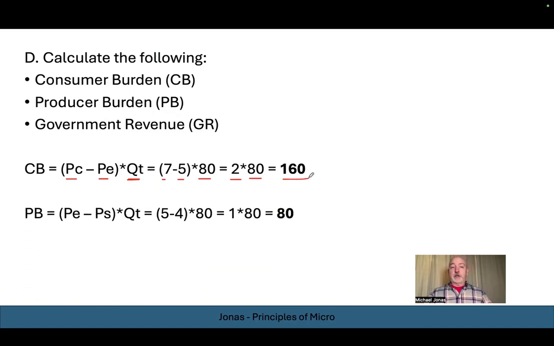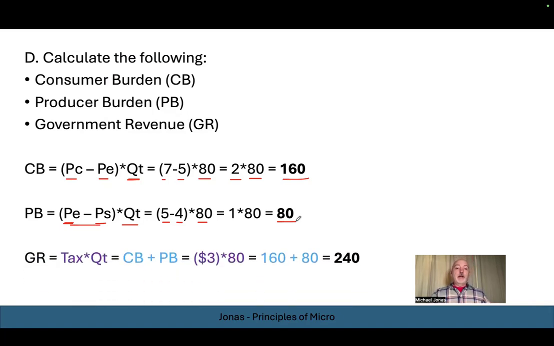On the producer side, we're asking how much less revenue they're earning because of the tax. So that's going to be the gap between their old revenue per unit, the equilibrium price before the tax, and the new revenue that they earn per unit, PS, the after-tax seller's price. So that's the lost revenue per unit times the number of units that they're still able to sell after the tax. So it's original price of 5 minus their new lower price of 4. So they lose $1 per unit for all of those 80 units, giving us a total burden, a total revenue loss of 80.